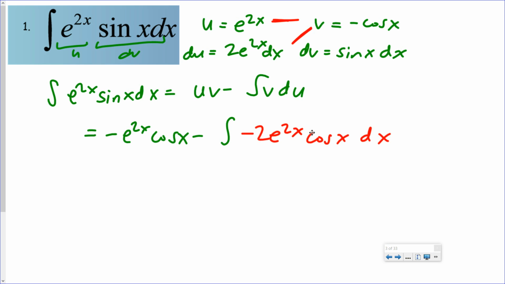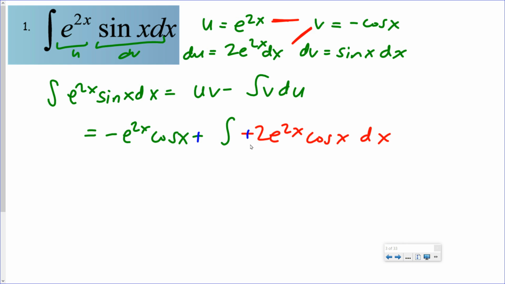Guys with me so far? So this is the answer to the integral of e2x sine x dx. It is this right here. But the problem is I have another integral. So let me see if I can solve this integral. It's negative, negative, so you guys okay if I make it a positive?